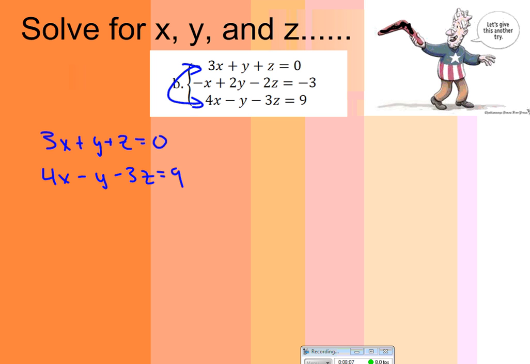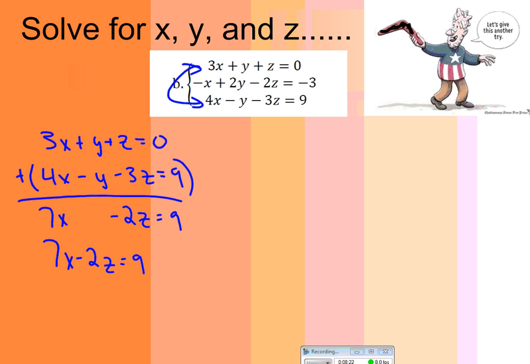So right now, if I just add those two together, the middle one's going to go away. So I'm going to have 7x, y goes away, minus 2z equals 9. So 7x minus 2z equals 9. So whichever other two I pull apart, I've got to get rid of y. If I just take the second one and the third one, that's fine, but let's get rid of y.